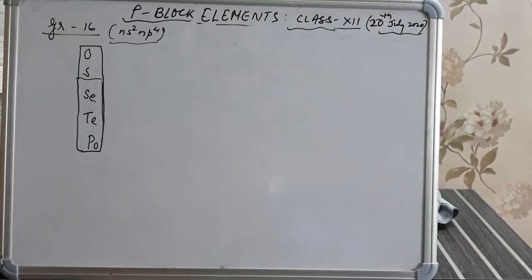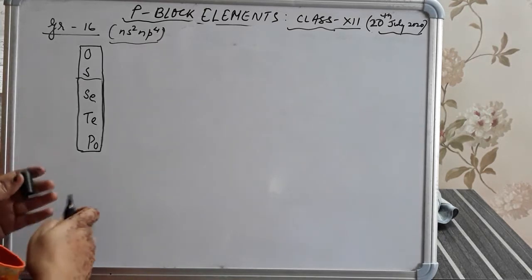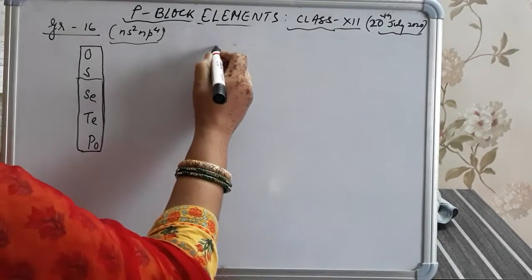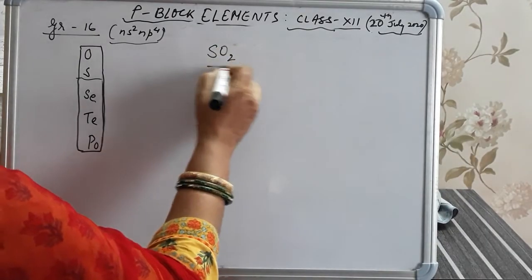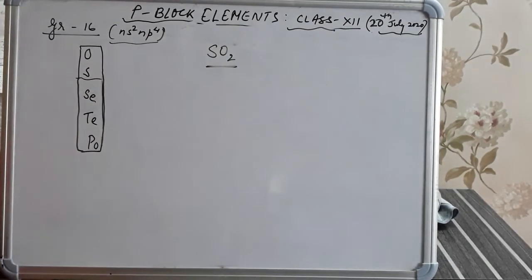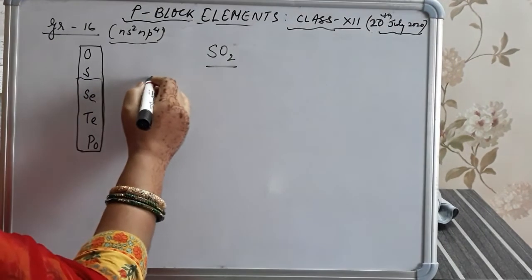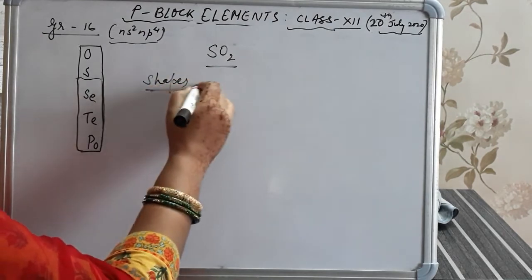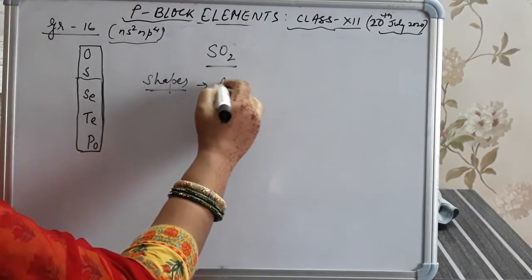Hello students, let's discuss the rest of the properties of sulfur dioxide. In the previous video we discussed its acidic character, its reducing property, addition reactions, and so on. Let's first discuss the shape of sulfur dioxide.